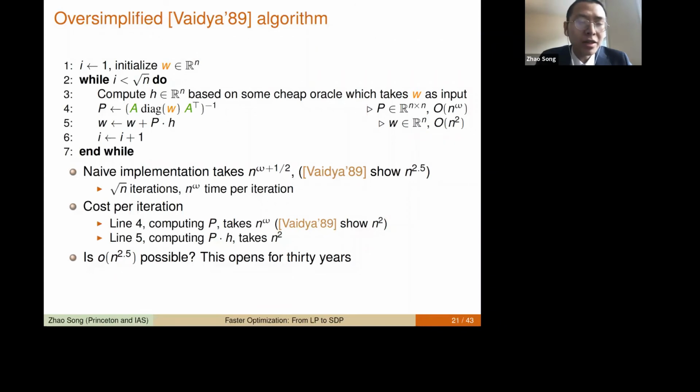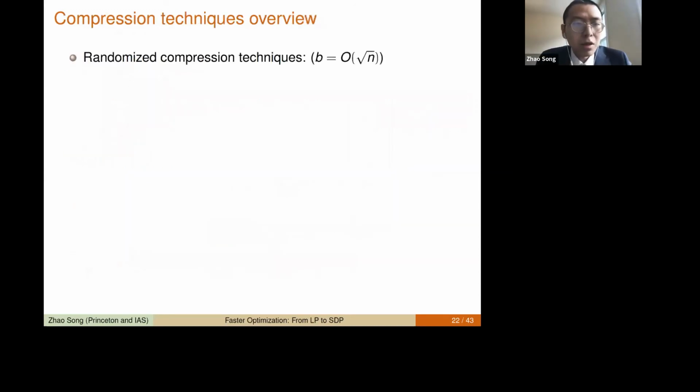I'd like to mention that in some other optimization applications, you are not just using P times H. You also use the diagonal of P, for example in the cutting plane method or something else. I think in SDP you need to use P to do something else, but let's just focus on LP for now.